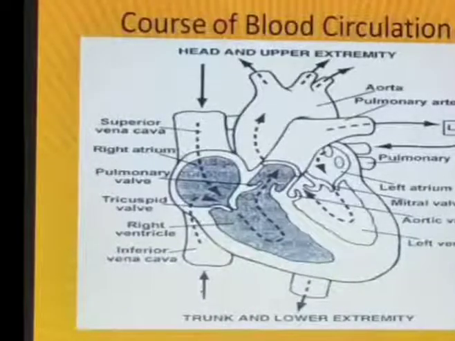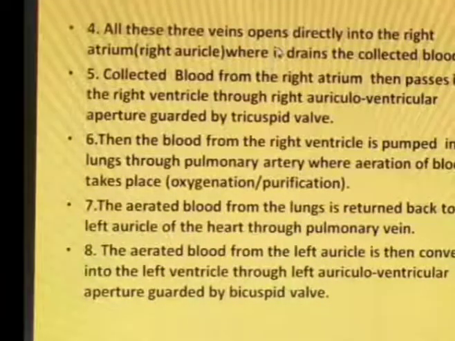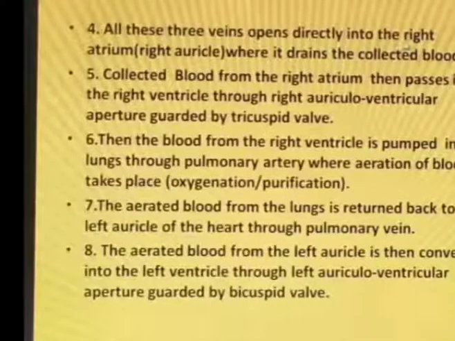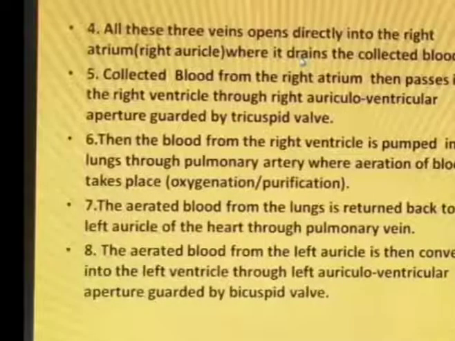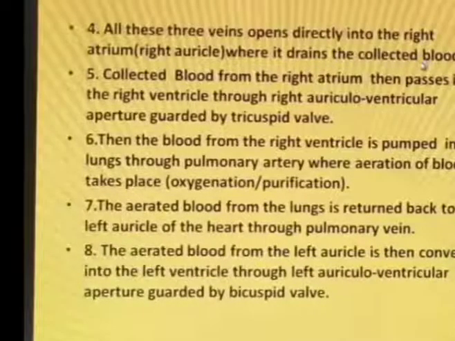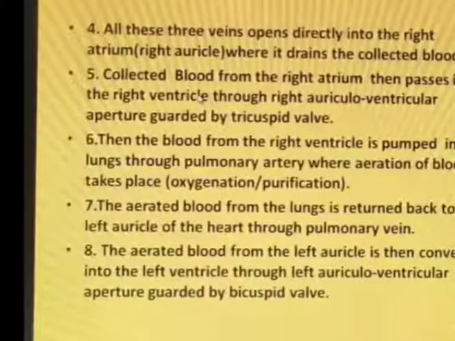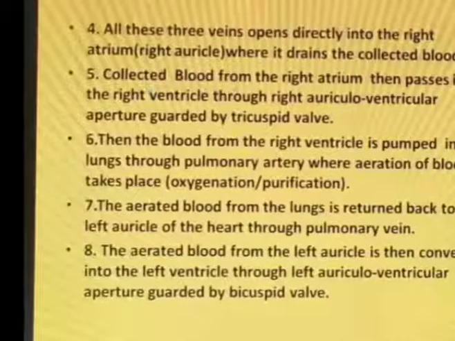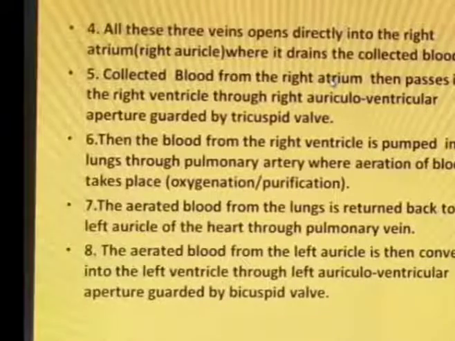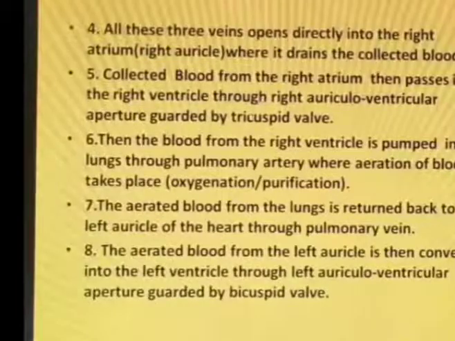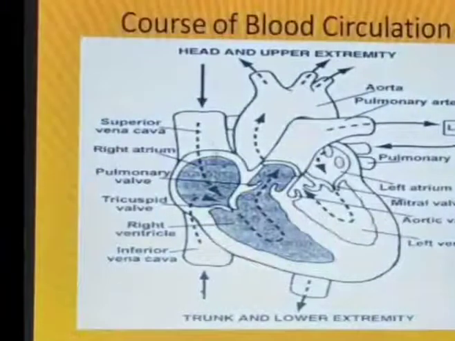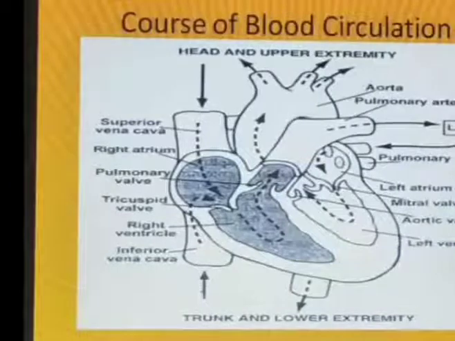and from here originates the coronary sinus, which collects blood and opens into the right atrium. So all these three main veins open directly into the right atrium or right auricle, where they drain the collected blood, that is deoxygenated blood. The deoxygenated blood from the right atrium or right auricle then passes into the right ventricle through the auriculoventricular aperture guarded by the tricuspid valve. Here is the tricuspid valve. This is the right auricle and this is the right ventricle.